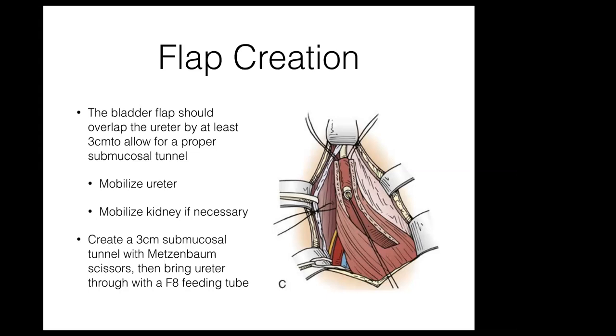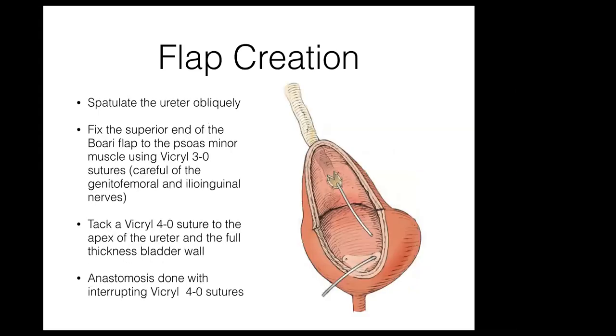And then you create a 3 centimeter submucosal tunnel with Metzenbaum scissors, and then bring the ureter through with a French 8 feeding tube. Once you have inserted your ureter into the bladder, you spatulate the ureter obliquely, and then you fix the superior end of the Boari flap to the psoas minor muscle using a Vicryl 3-0 suture, but of course being careful of the genitofemoral and the ilioinguinal nerves.